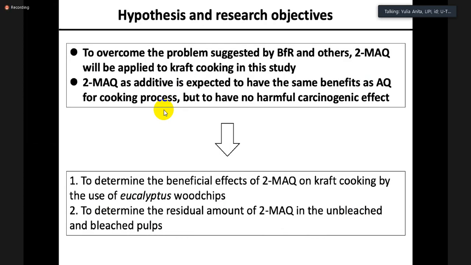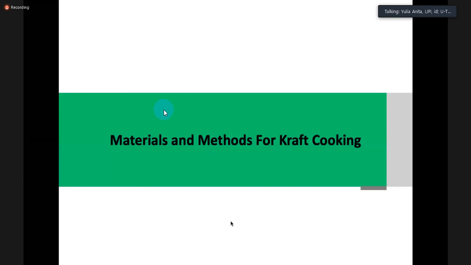So, to overcome this problem suggested by BfR and others, 2-MAQ will be applied to kraft cooking in this study. Our hypothesis is that 2-MAQ as an additive is expected to have the same benefit as anthraquinone for the cooking process, but to have no harmful carcinogenic effect. The objectives of this research are to determine the beneficial effect of 2-methyl anthraquinone on kraft cooking using eucalyptus wood chips, and to determine the residual amount of 2-methyl anthraquinone in the unbleached pulp and bleached pulp. So we go to the materials and methods for kraft cooking.